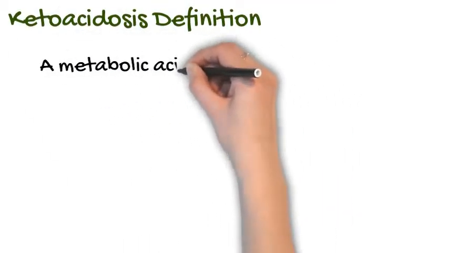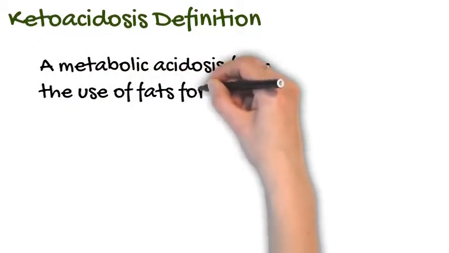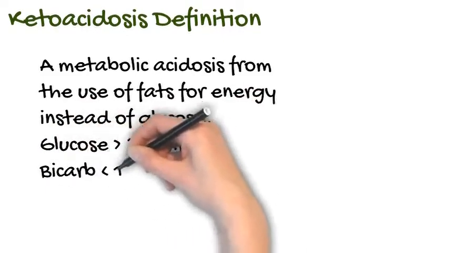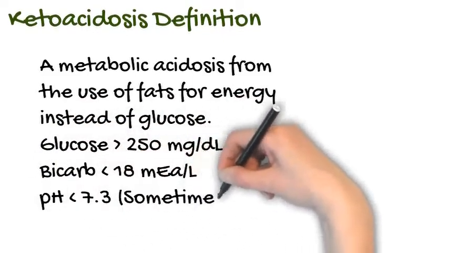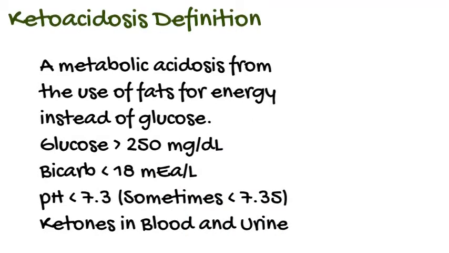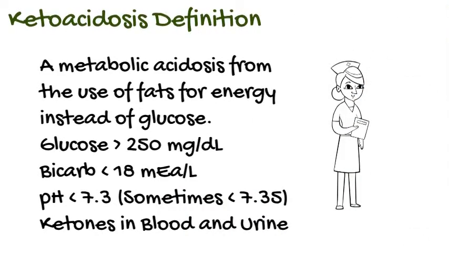All right, here's the ketoacidosis definition. A metabolic acidosis from the use of fats for energy instead of glucose. Glucose is greater than 250, bicarb is less than 18, pH is less than 7.3, and there's ketones in the blood and the urine.